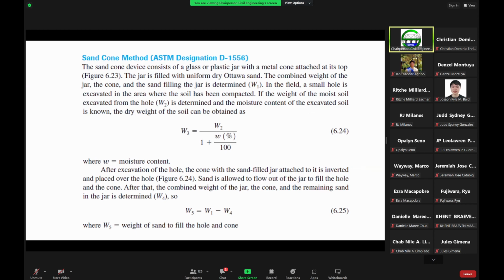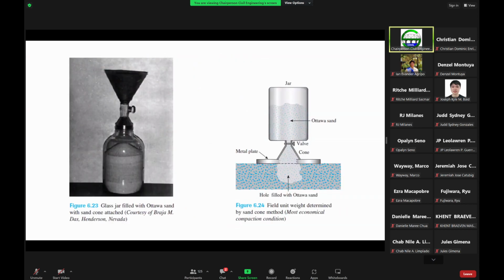Now, for this method, we have what we call a sand cone device, which consists of a glass or plastic jar with a metal cone attached at its top, such as this one here. This is a glass jar filled with what we call Ottawa sand, for example Ottawa in Canada, and then you have a sand cone being attached here.